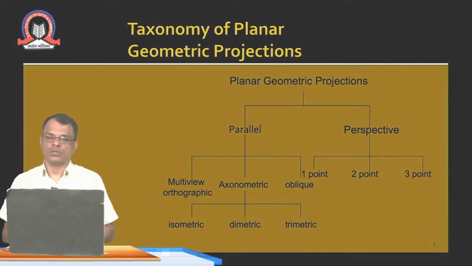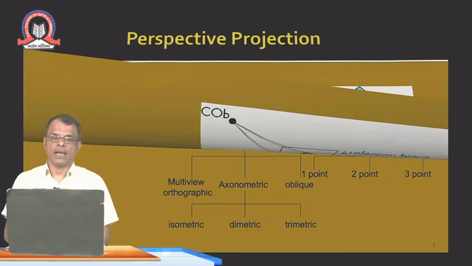These are the different views. Plane geometric projections are either parallel or perspective. So whenever we think about projections, you have to think of two types: parallel and perspective. Under parallel, we have multiview orthographic, axonometric, and oblique. Under axonometric, we have isometric, dimetric, and trimetric. Similarly, under perspective, we have 1 point perspective, 2 point perspective, and 3 point perspective. Each and every point we are going to see in detail. So first we will think about the parallel. We are starting with the parallel projection.